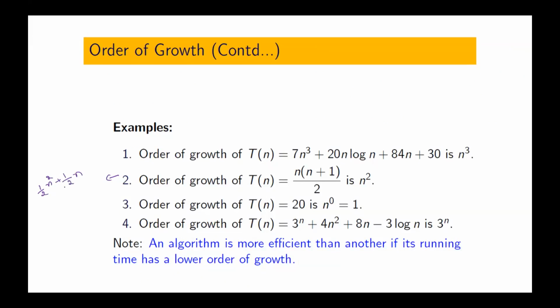So we have this now: 1 by 2 into n square plus 1 by 2 into n. That is our T of n. Here, which is the lower order term? Remove the coefficient, 1 by 2, and remove the lower order terms also. This is the lower order term, so we simply remove this. Then remove the coefficient also. Next, 1 by 2 into n square. What is the coefficient here? Constant coefficient, 1 by 2. So finally, we will get only n square.